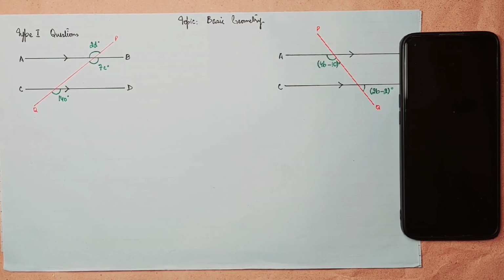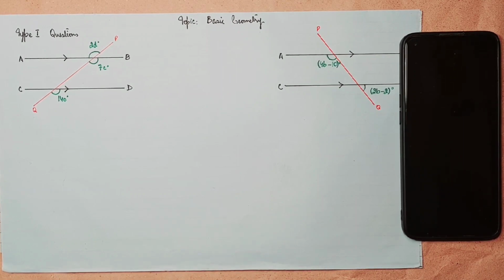In the last video we discussed the basic concept within geometry, which was related to when a transversal intersects a pair of parallel lines. Three categories of angles are formed. Firstly, the corresponding angles, secondly the alternate angles, and thirdly the supplementary interior angles. So in the last lesson we discussed those concepts. Now we are going to implement those concepts in these upcoming lessons.